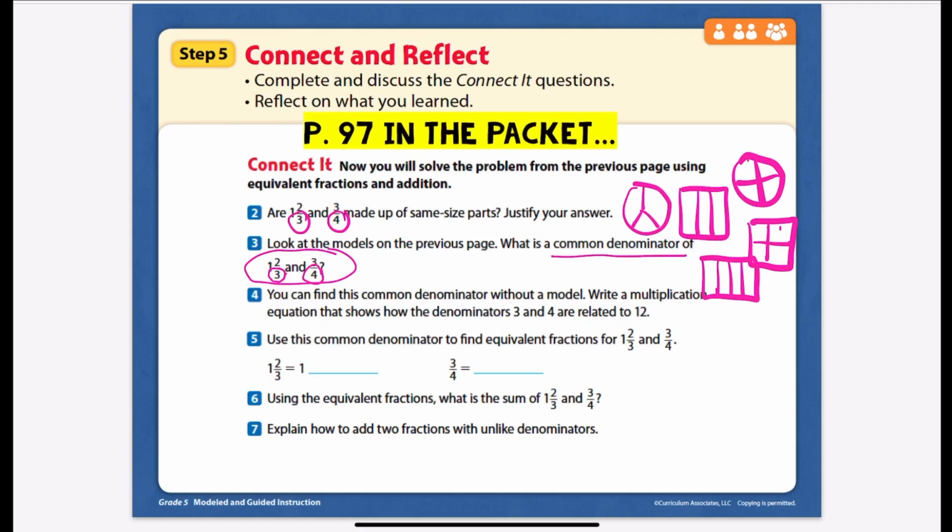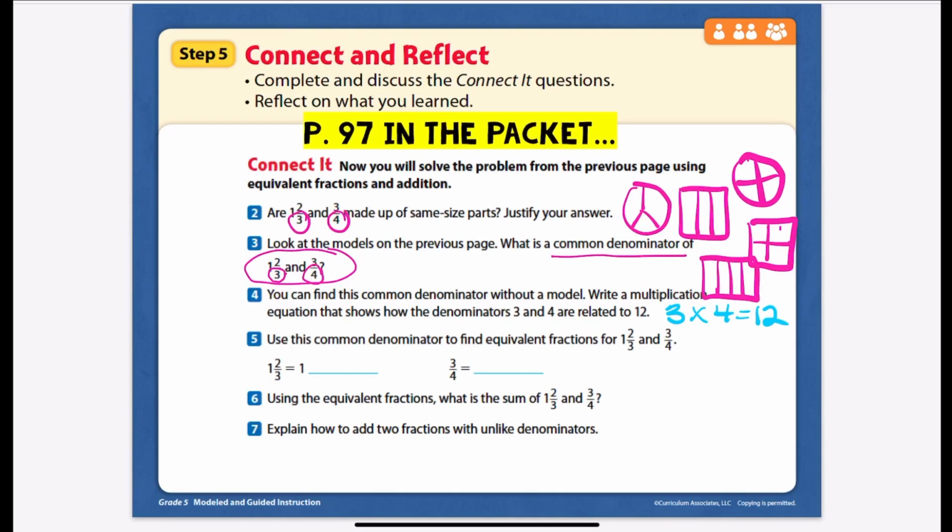Excellent job, excellent job. So let me get caught up in my teacher manual, make sure I'm on the right page. All right, here we go. So you can find this common denominator without a model. We could just write a multiplication equation that shows how the denominators of 3 and 4 are related to 12. And off the top of our head, we should be able to say what? 3 times 4 equals 12. And that's how they are related.